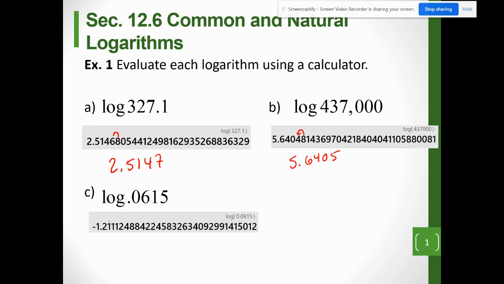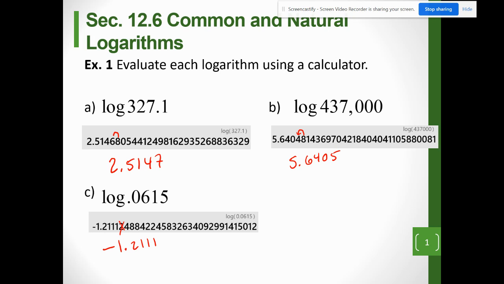I see my fifth decimal place, my 2, is not big enough. And once again, when I mean big enough, it's 5 or more. So I'm just going to ignore it. So my answer in this case is negative 1.2111. All right, so it's not too difficult.